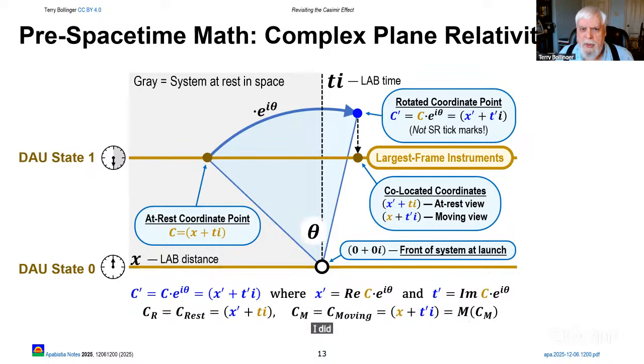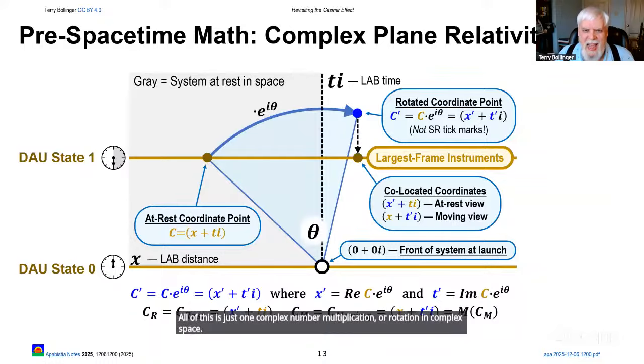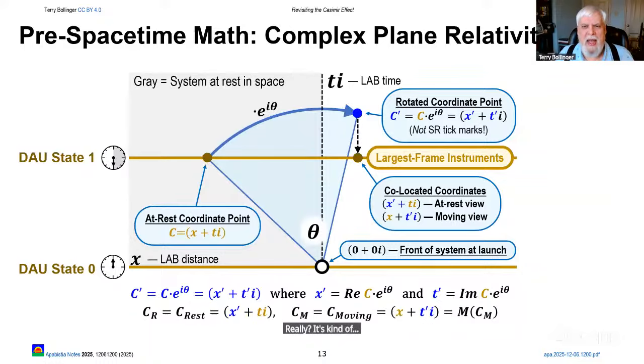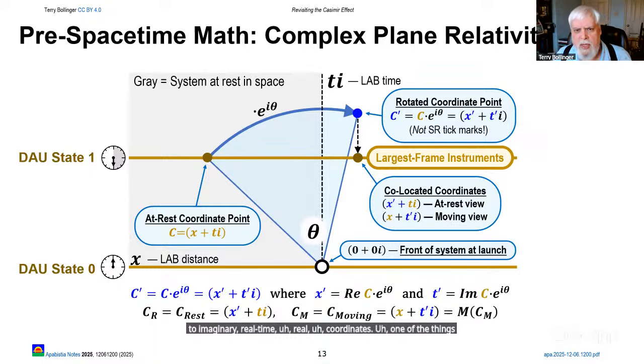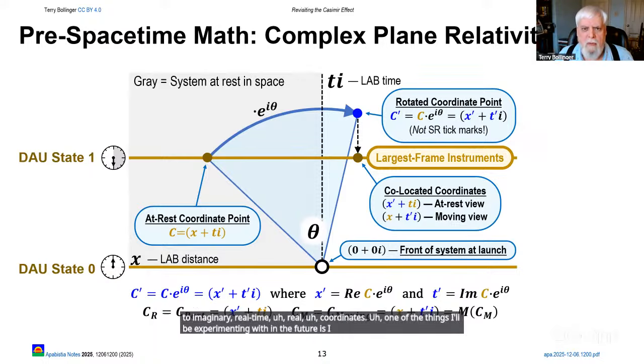I did not know that there was an imaginary plane representation of this until I was going through the math and coming out like, oh, all of this is just one complex number multiplication or rotation in complex space. Really? It's kind of like, okay, how did that get so simple all of a sudden? And yet that is what you're doing. This is essentially a tilted block diagram, picking in on a single point and then translating it into imaginary real-time real coordinates.